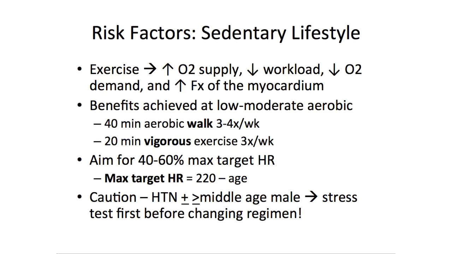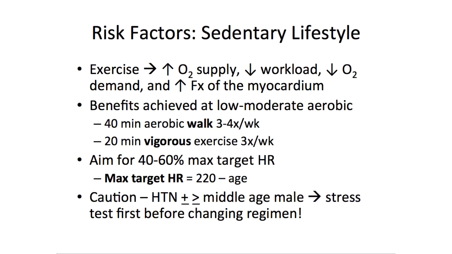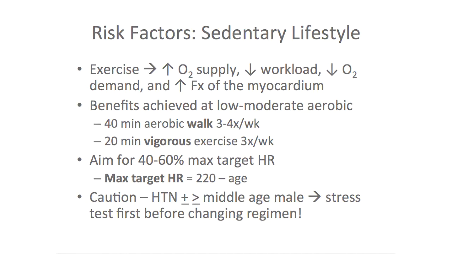Patients should aim for 40 to 60% of their max target heart rate. This can be calculated by subtracting their age from 220. In other words, during exercise, patients should not exceed this max target heart rate. As a precaution, middle-aged males with a history of hypertension should undergo a stress test before changing their exercise regimen.